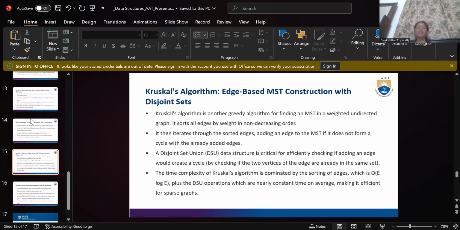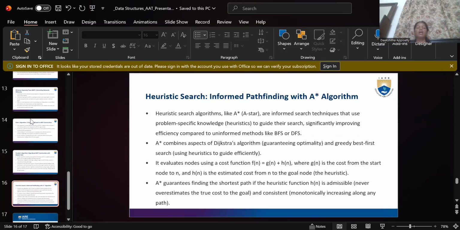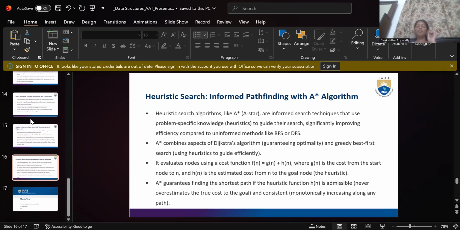Here is Kruskal's algorithm. And then heuristic search, informed pathfinding with the A* algorithm. These are informed search techniques that use problem-specific knowledge to guide the search, significantly improving efficiency compared to uninformed methods like BFS or DFS.